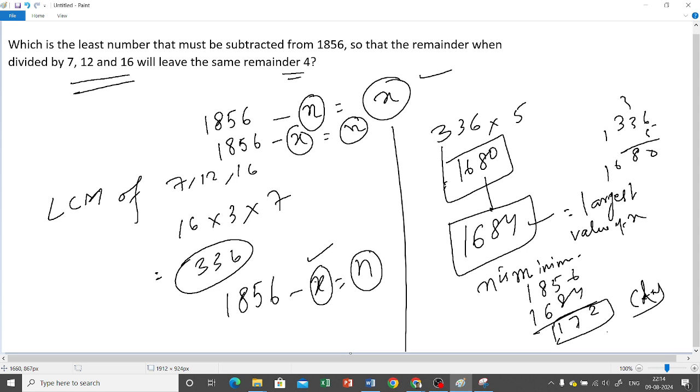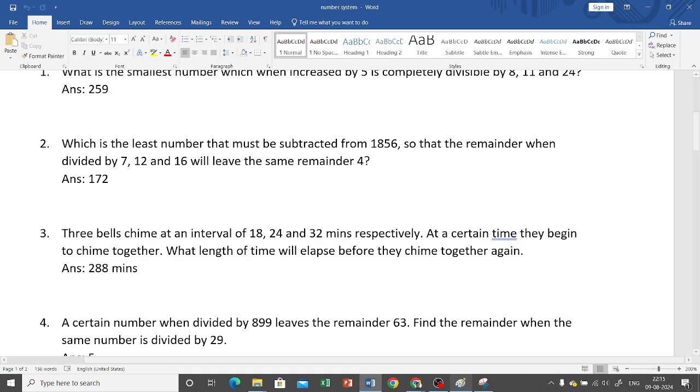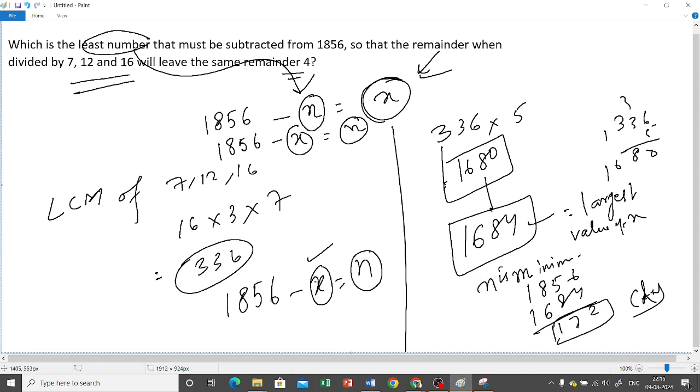Supratim, Niladri, tell me. Understood, Supratim? If not, tell me and I will explain again. n is the least number, and this thing is the remainder. Okay, understood? Yes. Let's move on to the next one.